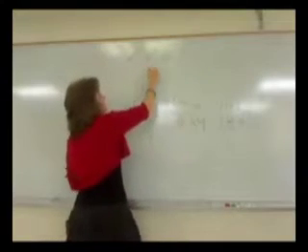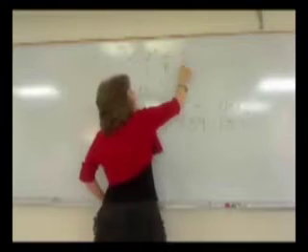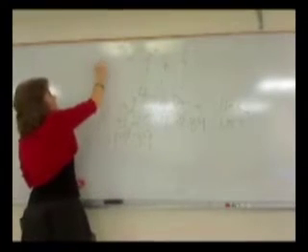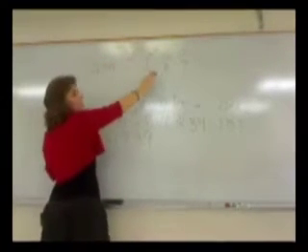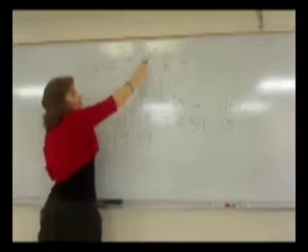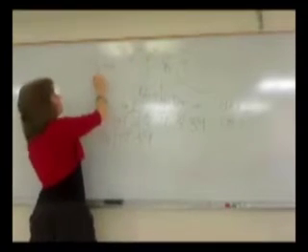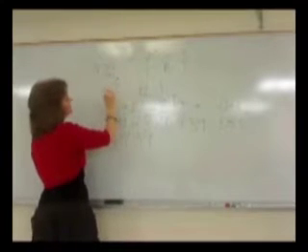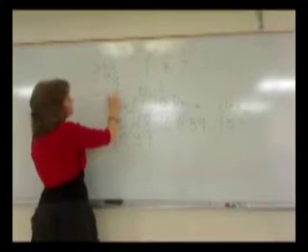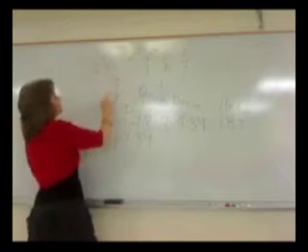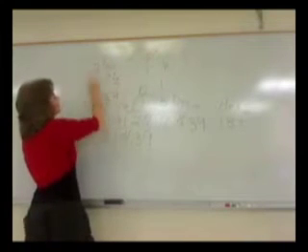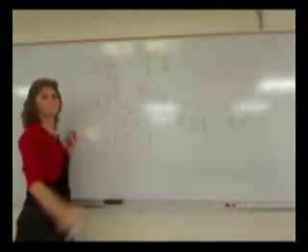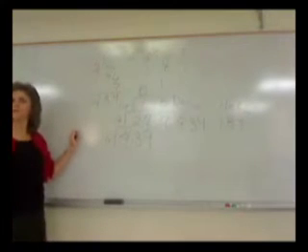Now, let's plug it in. 1 times 256 is 256. B is 11, and 11 times 16 is 176. And 7 times 1 is 7. 256 plus 176 is 432, plus 7 is 439.